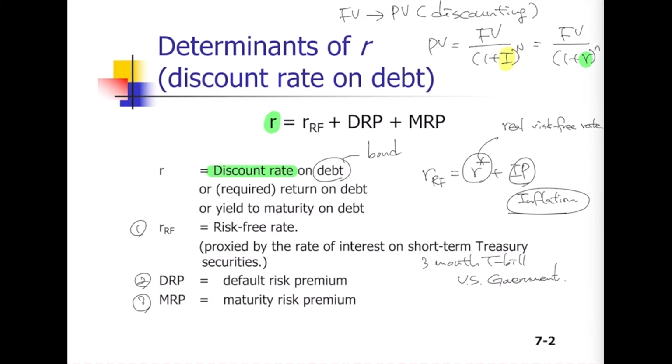And next, default risk premium. What is default? For any reason, the company does not make the interest payments or principal payments. In this case, the firm goes into default. In other words, the firm failed to pay back borrowed money or interest. They can go bankrupt. Thus, when a firm has a high default risk, then investors require a high rate of return.